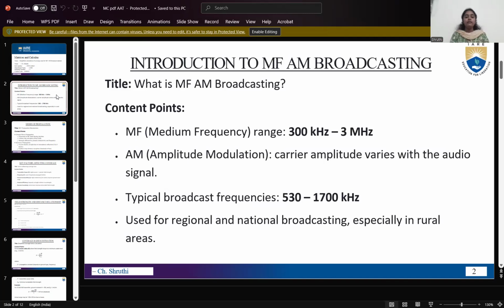MF, medium frequency range, which ranges from 300 kHz to 3 MHz. AM, amplitude modulation. Carrier amplitude varies with the audio signal. Typical broadcast frequencies are 530 to 1700 kHz. Used for regional and national broadcasting, especially in rural areas.